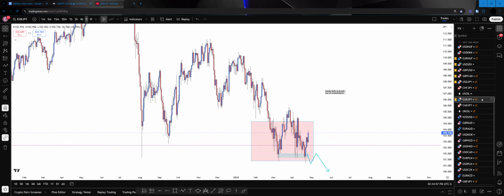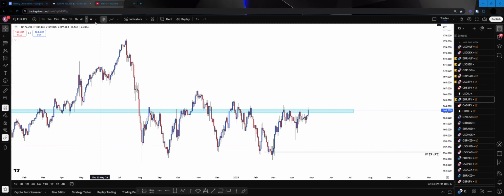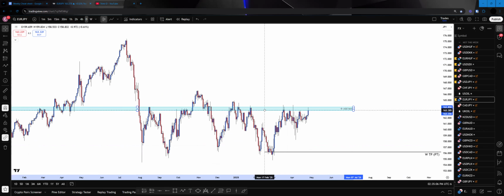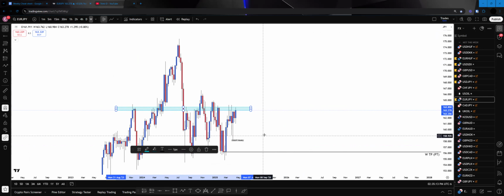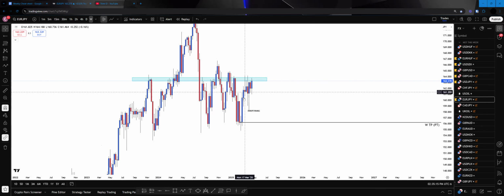Okay, not interested. Euro JP, what the heck? We also need the daily to break out of here. So this is just so messy. Like, it's going on? Yeah, we're just gonna say the weekly's too messy.